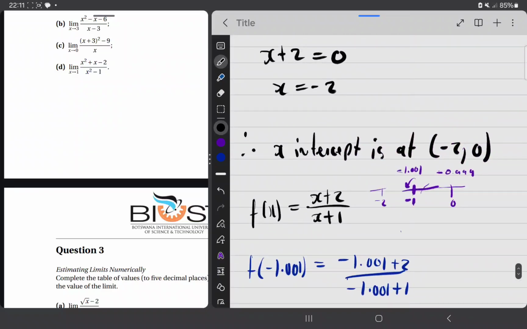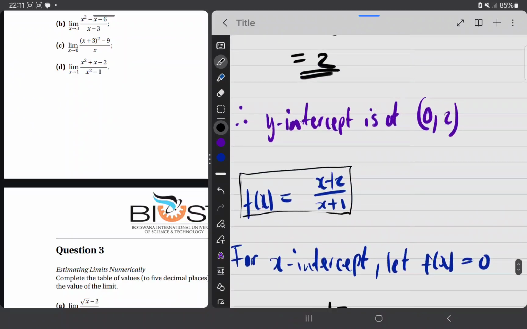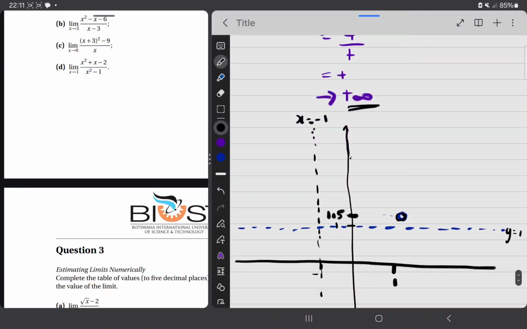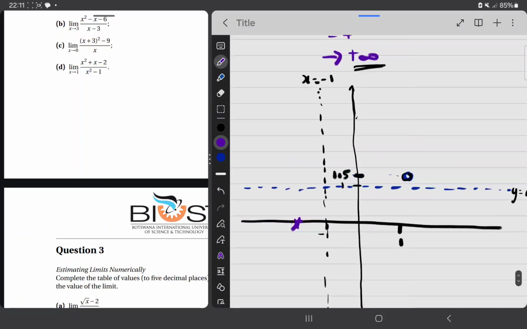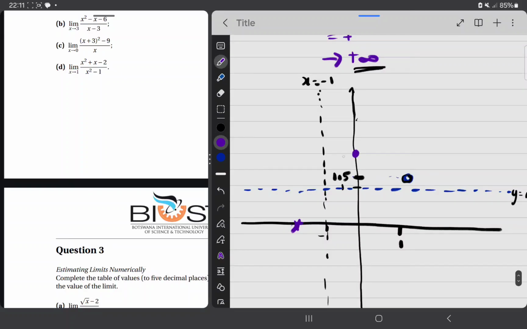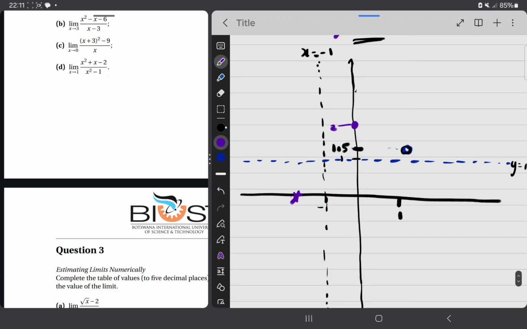The x-intercept is (negative 2, 0), and the y-intercept is (0, 2). So the x-intercept is negative 2, which is here, 0. Then the y-intercept is (0, 2), which is here. So it's like a 2. Okay? So now let's put the two graphs. So what are the two graphs?